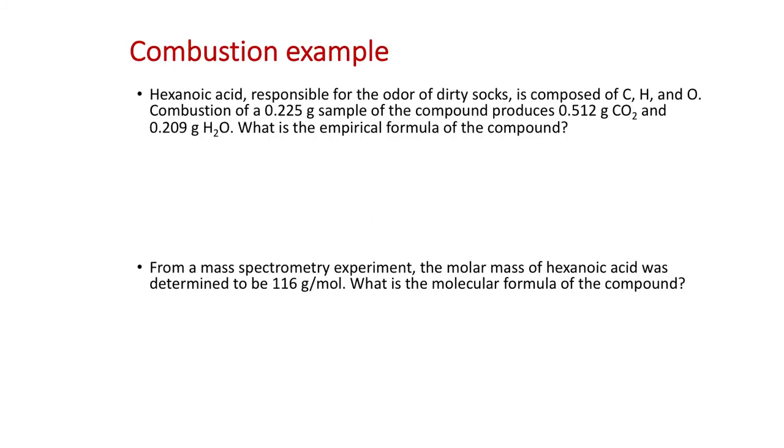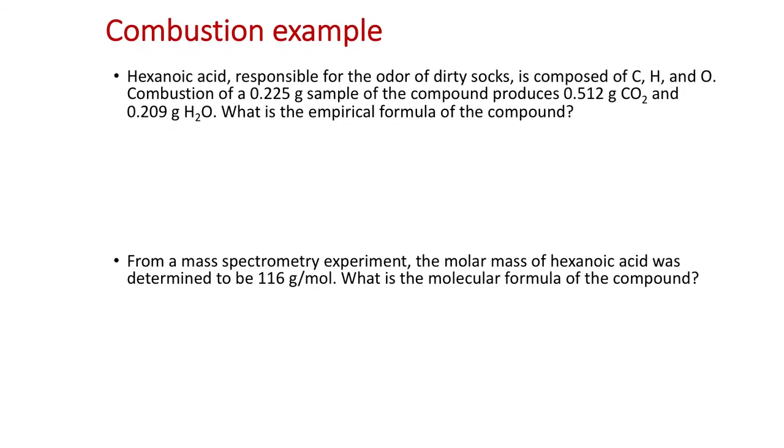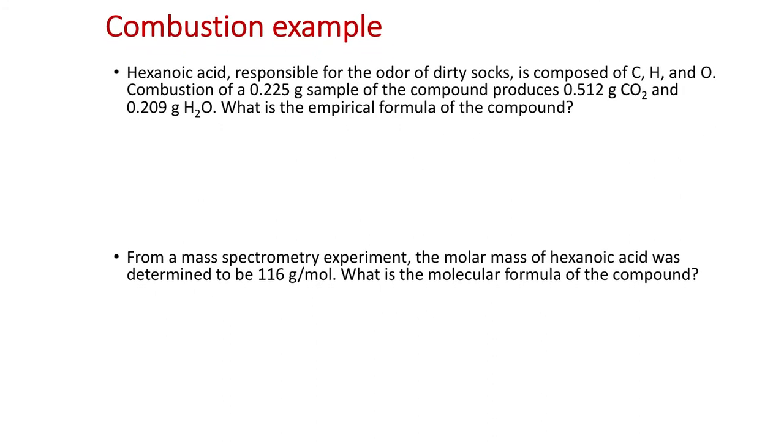And so let's look at an example of a combustion analysis problem here. So we're told that hexanoic acid, interestingly, I guess that's the compound that makes socks smell, is comprised of C, H, and O. And so we know that we're combusting a 0.225 gram sample of the compound. So we have a pure sample of this compound, 0.225 grams of it. And then it produces, upon that complete combustion reaction, 0.512 grams of CO2 and 0.209 grams of water. What's the empirical formula of the compound?